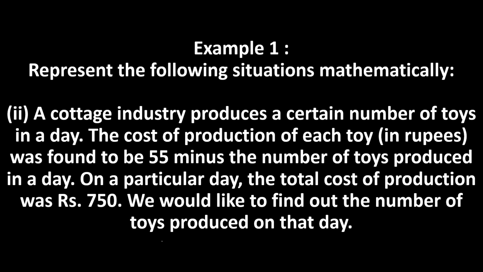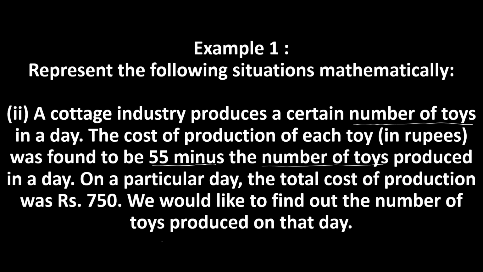Now, the second subpart is a cottage industry produces a certain number of toys in a day. Now, how many toys they are producing, we don't know. But here, the cost of production of each toy was found to be 55 minus the number of toys produced in a day. Which means whatever number of toys that you are assuming, the cost of production of one toy will be 55 minus the number of toys.